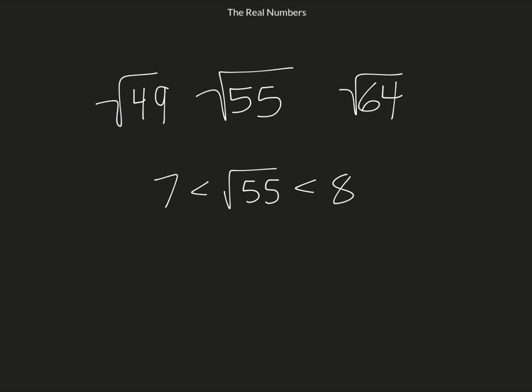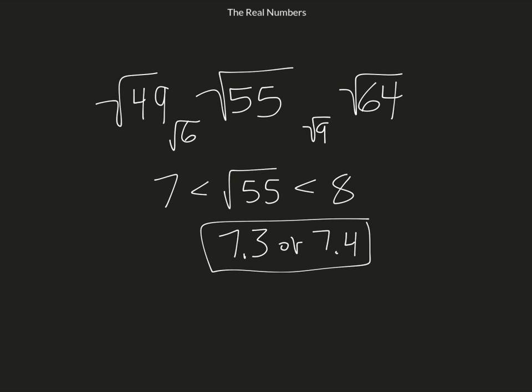If I wanted to approximate the decimal, I can see that it's about root 6 away from 49, and it's root 9 away from 64. It's pretty close to the middle, so I would guess 7.3 or 7.4. Now, if you're allowed to use your calculator, obviously you can figure out which one it is, but I like to be able to do some mental math.